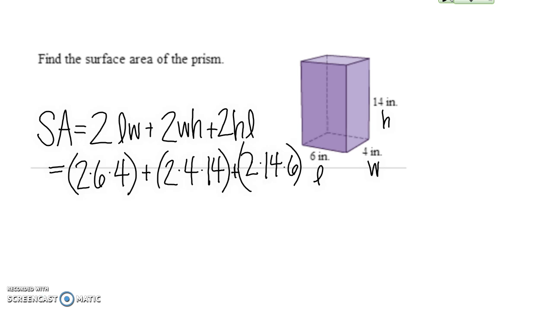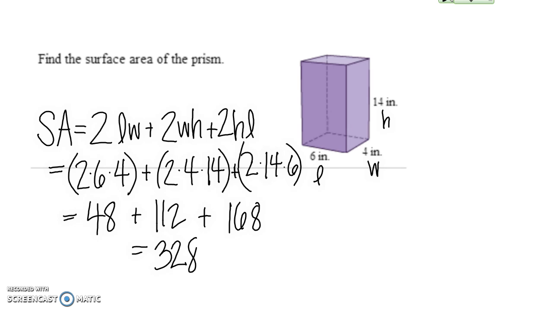Okay, now I'm going to multiply each little group of 3. 2 times 6 times 4 gives me 48. Write that down. 2 times 4 times 14 gives me 112. And then 2 times 14 times 6 is 168. Now this is not a problem you can just punch in the calculator and get. You need to write these down because you can't just go from left to right here. We have to follow the order of operations and take care of all of our multiplication first. And then we're going to add 48 plus 112 plus 168. And that gives me 328.